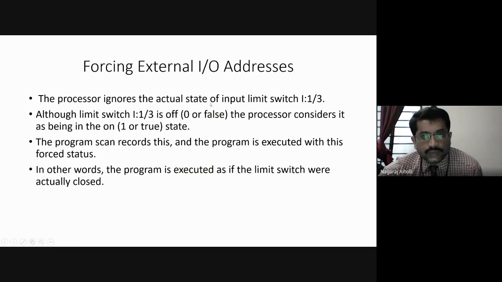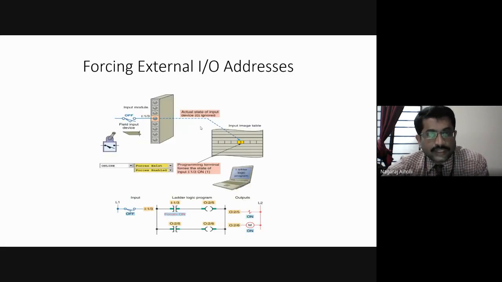That is, the processor ignores the actual state of input limit switch I:1/3. Although limit switch I:1/3 is in the off state, that is 0 or false, the processor considers it as being in the on state, 1 or true, because it is forced to go from 0 state to 1 state. The program can record this, and the program is executed with this forced status. In other words, the program is executed as if the limit switch were actually closed. The limit switch is not actually closed, but it is working as if it is in the closed position, because of the forcing of the field device.